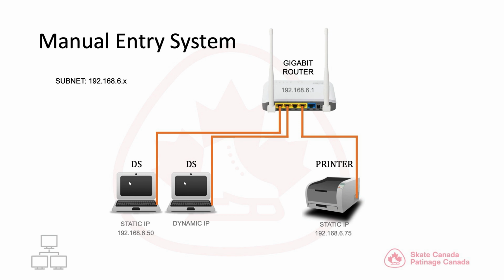After choosing the correct option for your printer, enter the IP address 192.168.6.75, a subnet mask of 255.255.255.0, and a gateway or router of 192.168.6.1. You might have to restart your printer for the new settings to take effect, and then your laptops should be able to find your printer on the network.